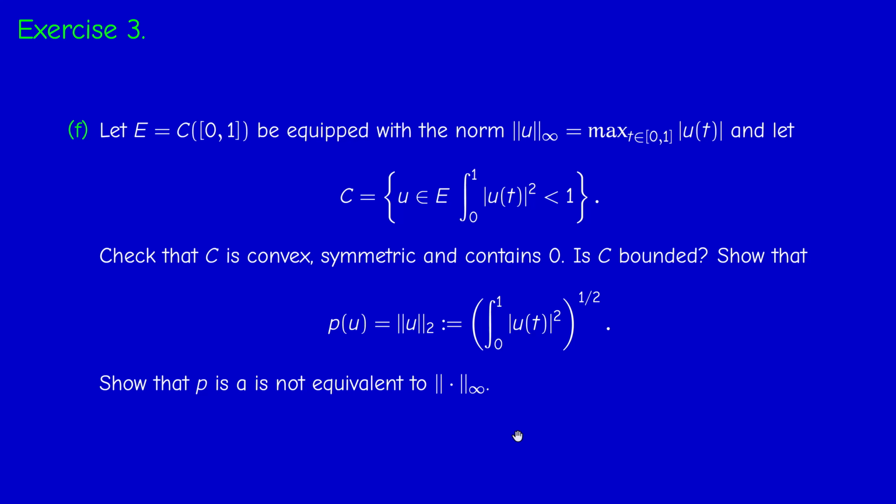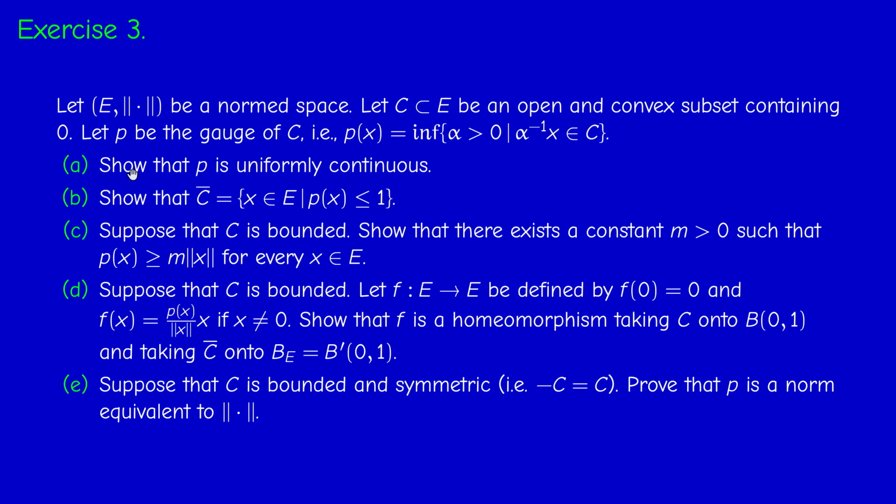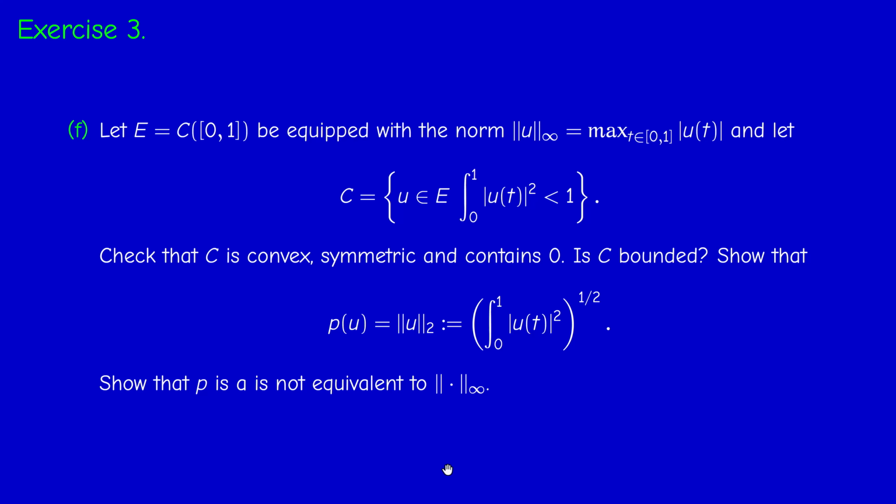Okay, so first question, and yeah, the last question actually is just a counterexample, where if we suppose that C is not bounded, then the two norms are not equivalent. So we work here in the space of continuous functions on [0, 1] equipped with the infinity norm, and we take as a convex set the set of all elements in E whose 2 norm is strictly less than 1. In this case we can compute explicitly what P is. P is the 2 norm in this case, but however it's not equivalent to the original norm, and the reason is that C is unbounded with respect to the infinity norm. Okay, it's bounded in the 2 norm, but not in the infinity norm.